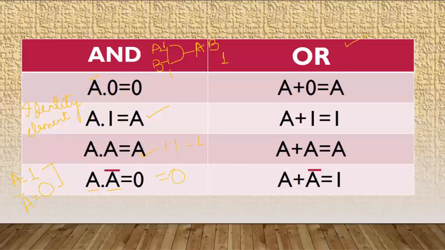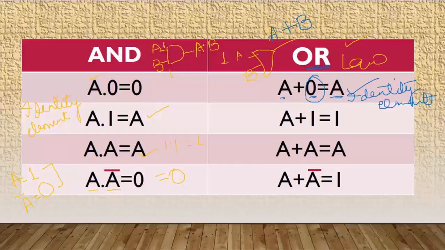Now coming to the OR law. You know the OR gate. Here it is adding, so the output we get is A plus B. ORing A plus 0 means if we add 0 to this, the value does not change, so we get A. So here 0 is the identity element. Like this, in the AND law 1 is the identity element, and in the OR law 0 is the identity element, because the identity of our variable is not getting changed.